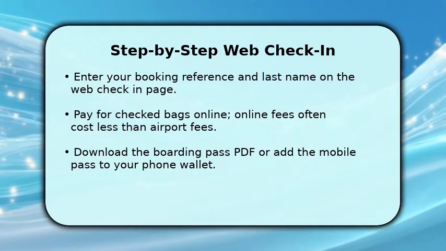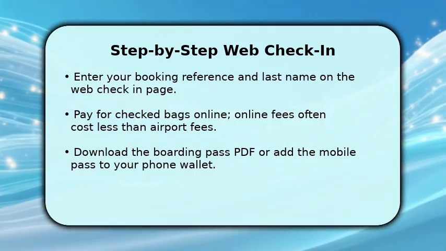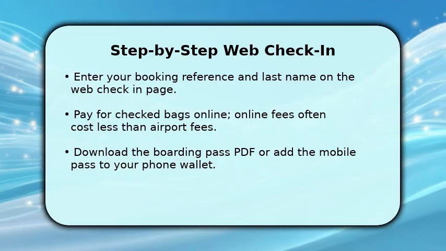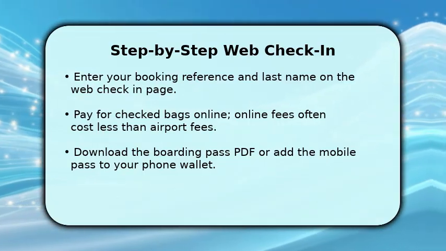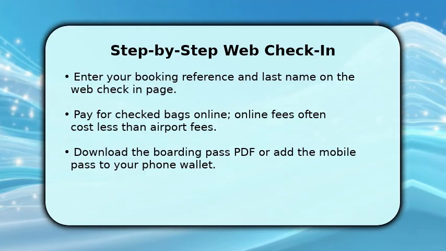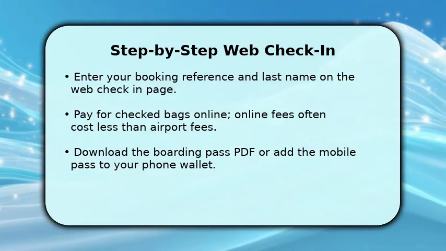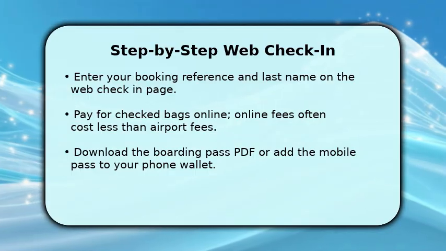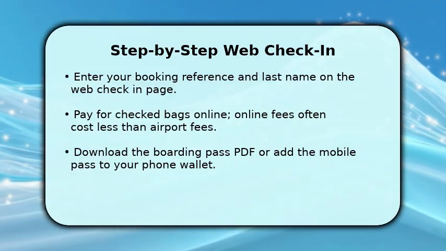Start by visiting the airline website or opening its official mobile app. Enter your booking reference and last name on the web check-in page. Confirm traveler details including passport number, date of birth, and contact phone. Choose or change seats. Fees may apply for premium seats like exit row.